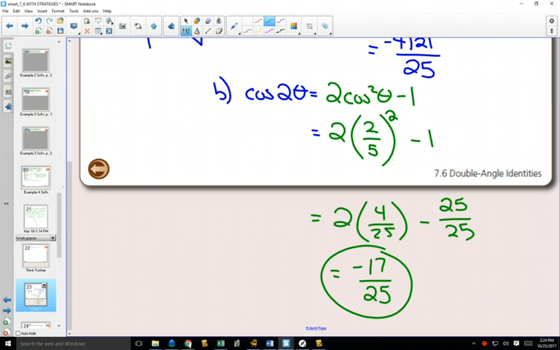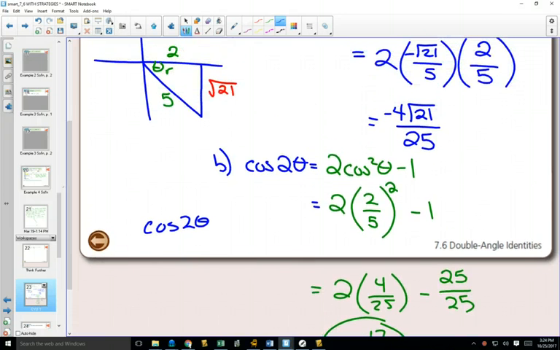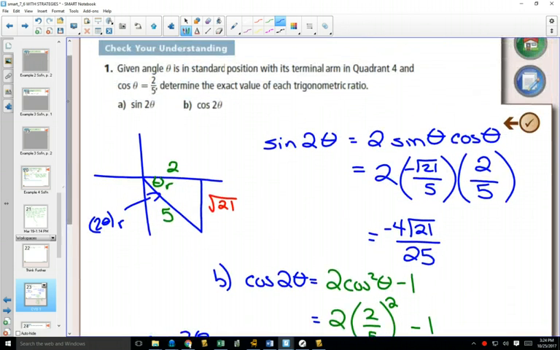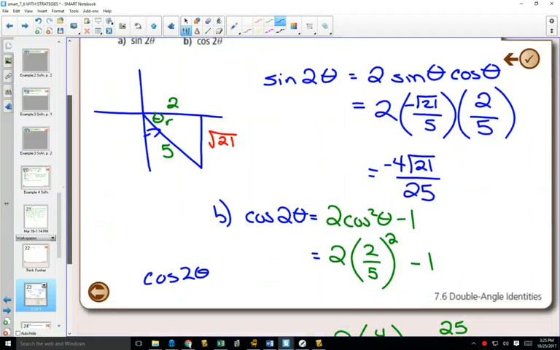Why can't we plug it into cos 2 theta? Good question. So what would you like to plug into cos 2 theta? 2/5. So if we do that, this would have to be our 2 theta reference angle. But it's our theta reference angle. We could plug that in if it was our 2 theta reference angle, but this is just our reference angle for theta because they tell us information about theta, not about 2 theta. So good question. And that's why we can't just plug it in directly.